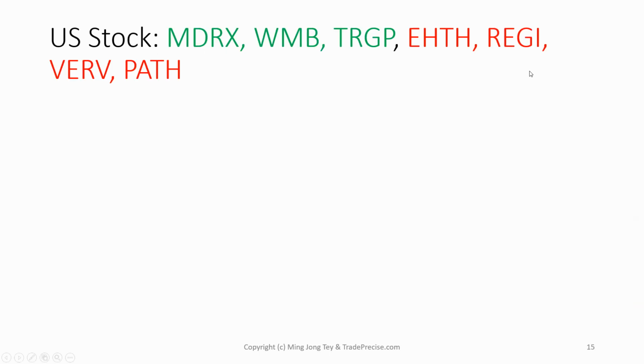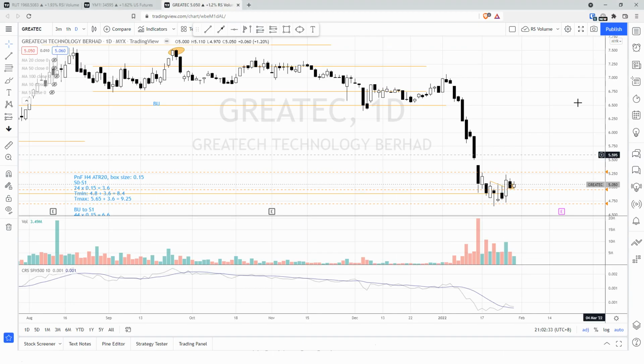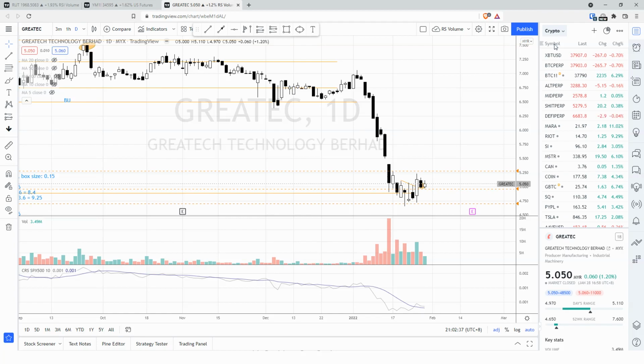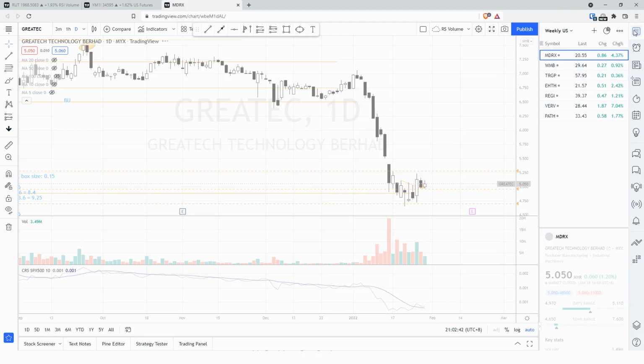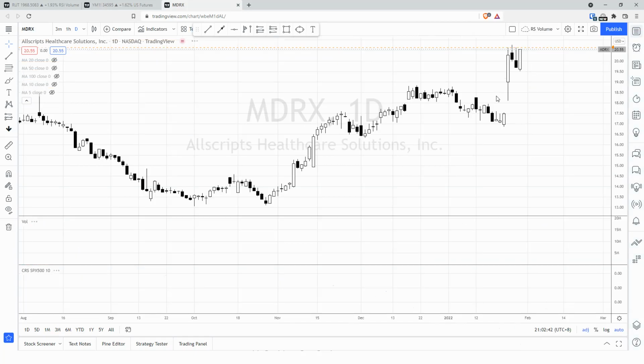All right. So we got quite a number of stocks to cover. So let's start from the trading ideas. Let's jump to the chart and look at the US stocks. So the first one is a bullish setup.